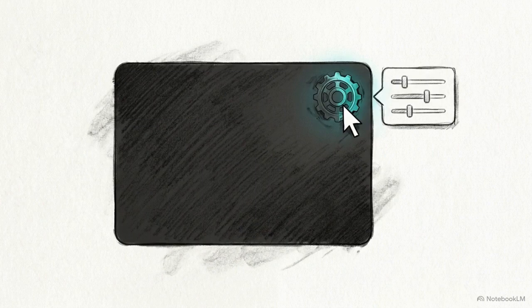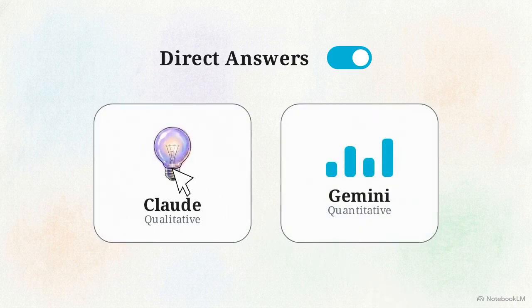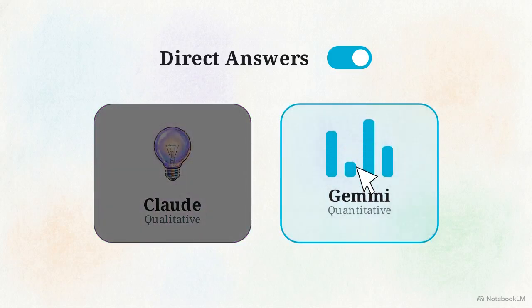Step 1 is configuring the engine's baseline behavior. Head into your Global Settings menu. Turn on Direct Answers and select your foundational model. Choose Claude for highly creative, qualitative tasks, or switch to Gemini if you are analyzing heavy numerical datasets.